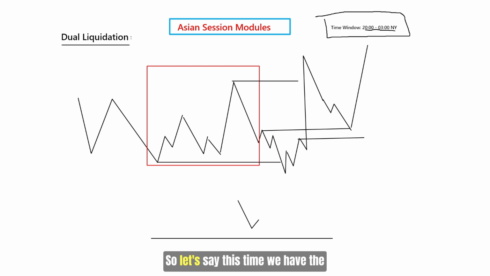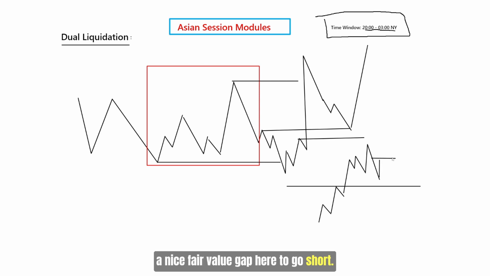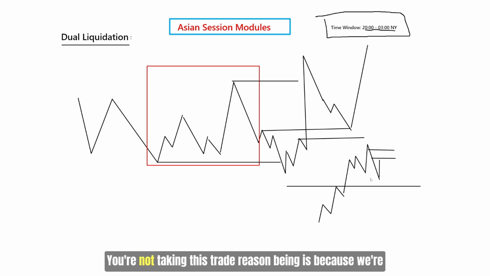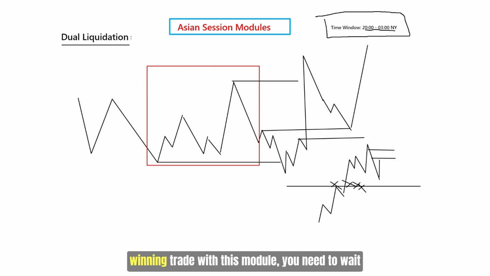So let's say this time we have the market moving into the Asian session high. Now, if the market does this, which is to say that we shift the behavior here, there's a nice fair value gap here to go short, you're not taking this trade. Reason being is because we're still above the Asian session high, and it could be a single liquidation day, which is going to mean that the market is going to continue trending higher and your fair value gap is going to fail. So for you to increase the probability of a winning trade with this module, you need to wait for the market to get back below the pool, which in this case would be the Asian session high here, as drawn with this line over here.